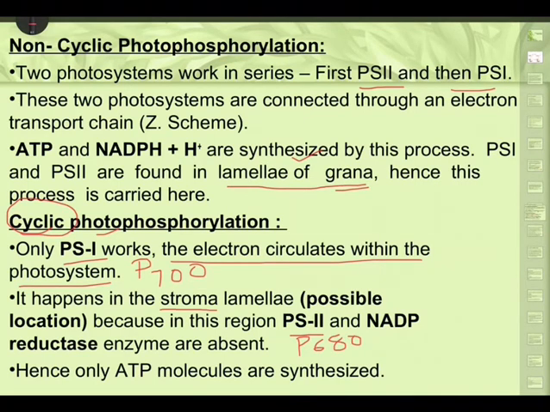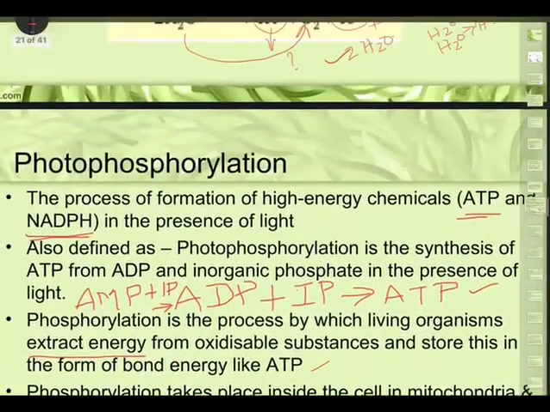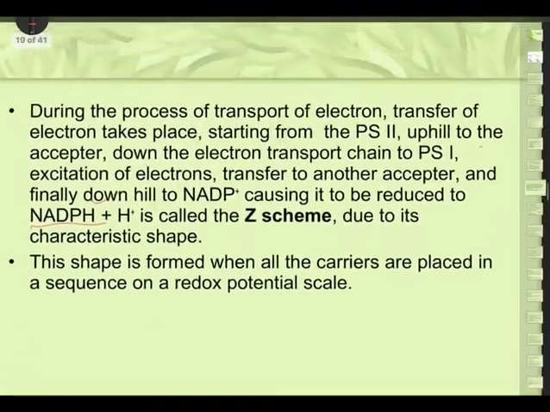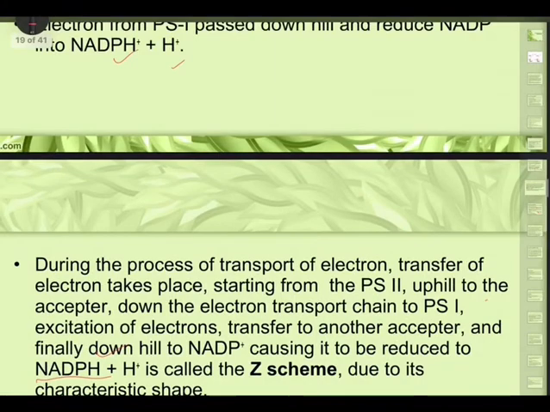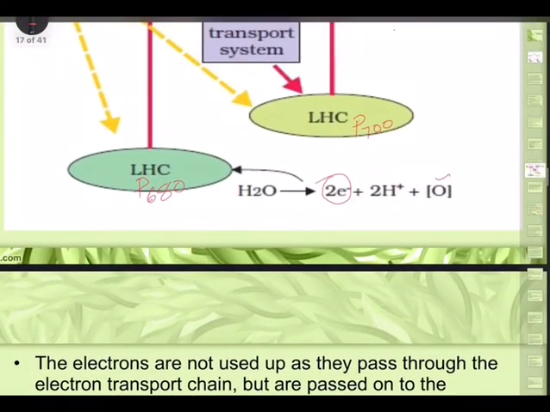That photosystem 1 is, as I said in my previous classes, P700 and PS2 is P680. So PS2 is not involved in cyclic, and hence only ATP molecules are synthesized. So just make a table, write the differences between cyclic photophosphorylation and non-cyclic photophosphorylation. Then you will understand better.